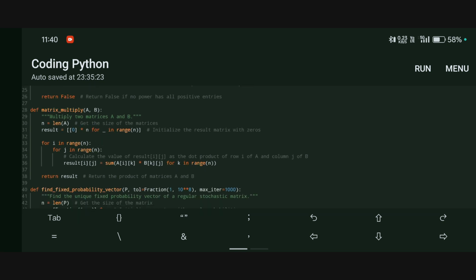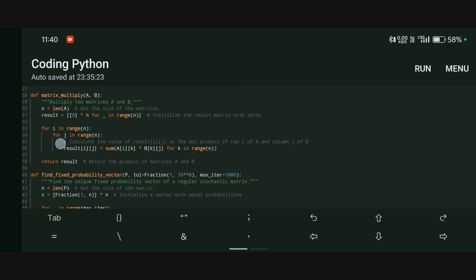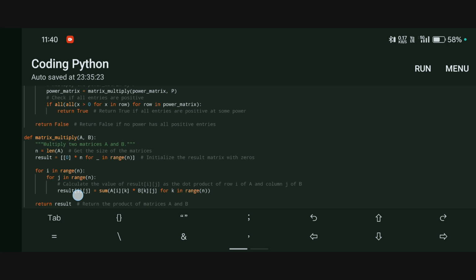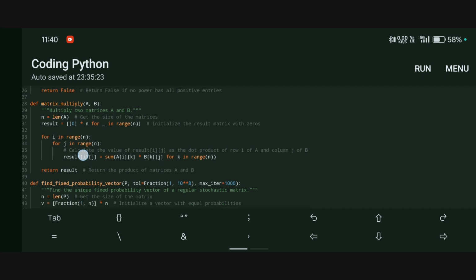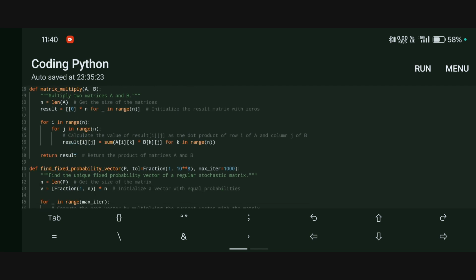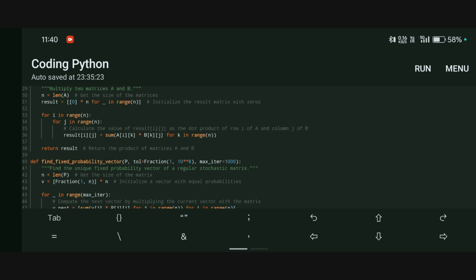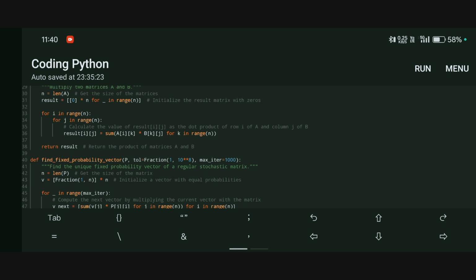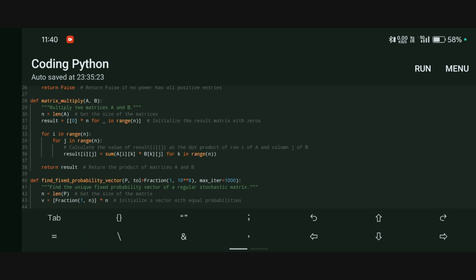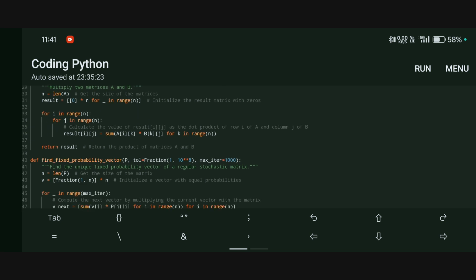Def matrix underscore multiply of A comma B. Matrix multiply is used in the above. A is one matrix, B is one matrix, used for the multiplication of two matrices. You must know the length of matrix A: n is equal to length of A, which returns the length. For the result, we initialize with zeros; it should not be empty. We must fill it with zeros.